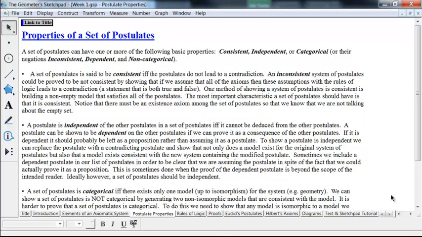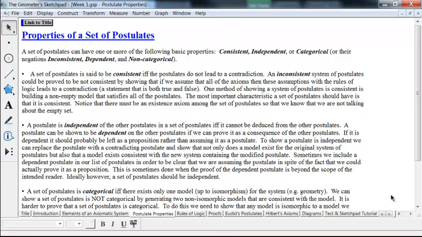The second characteristic that we're going to talk about is independence. We would hope that any set of postulates that we would be working with would be consistent. But with independence, we're talking about one postulate compared to the others, whereas with consistency, we're talking about the whole set of postulates as a whole. So in independence, you're talking about one particular postulate in your list compared to all of the other postulates. It could be dependent or independent, and still be consistent.